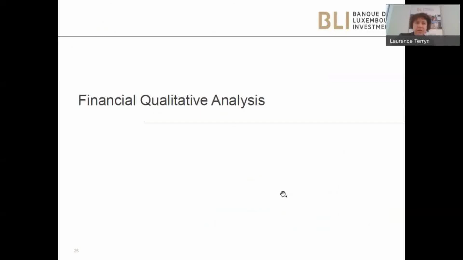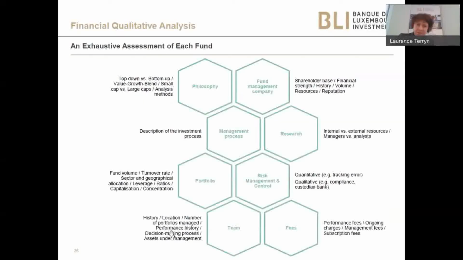I go now rapidly to the traditional analysis we do to select fund. As you can imagine, we also go quite in detail on the financial side as well on qualitative part. You see here rapidly the main point we look at. The company itself, it's the philosophy of the fund, the management process, how the research is organized to find a company to invest, how the portfolio is built, is there some bias, how the risks are controlled, how the team is organized, is there a star portfolio manager, is there a large team, and the fees.